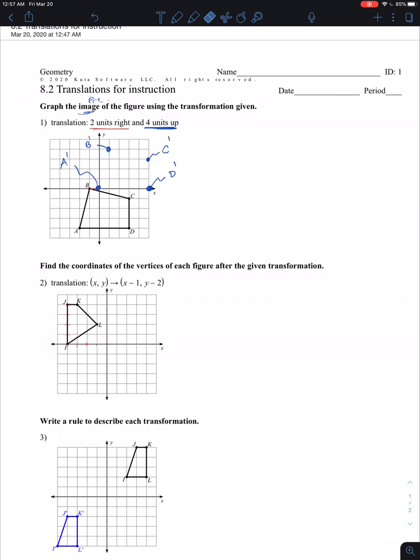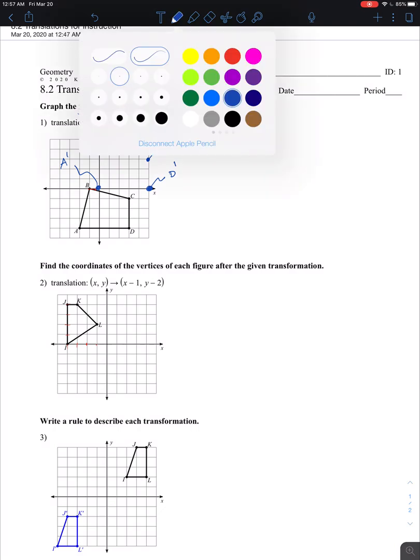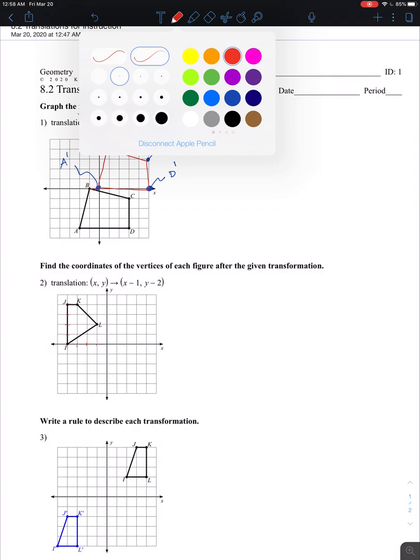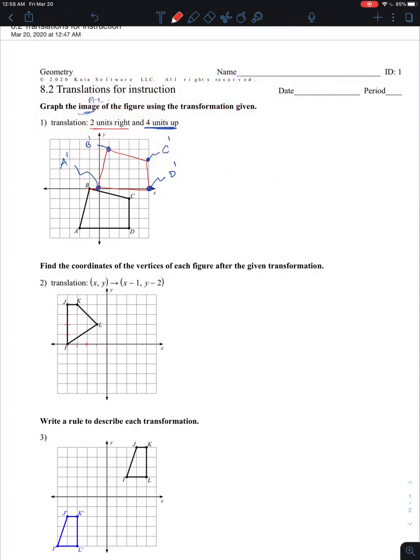Okay, now all we have to do is draw it out. And we'll try to do it as best we can. I mean, we're not really perfect here at doing things, but hey, that's a pretty good segment, isn't it? I hope. And then this one. I didn't do that one too well. Oh, that one's good. And there we go. So now we've completed the first problem. The image is now A, B, C, D prime. Okay? Let's move on to the second one.